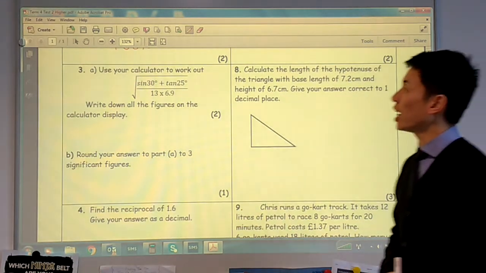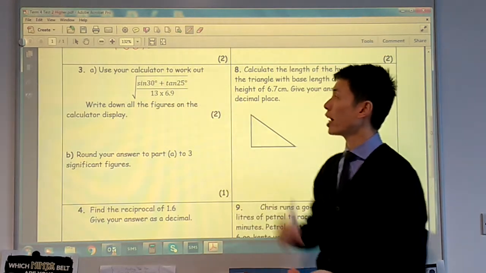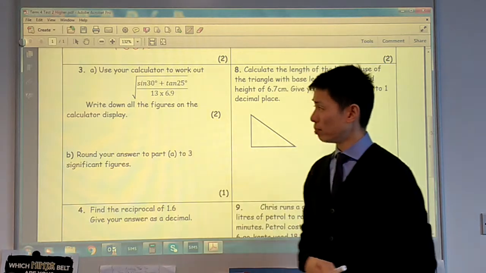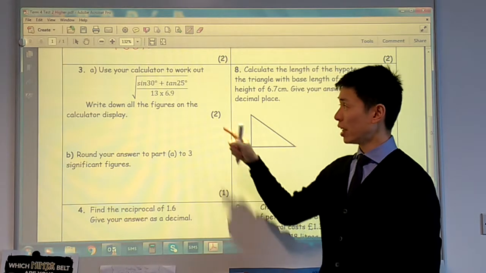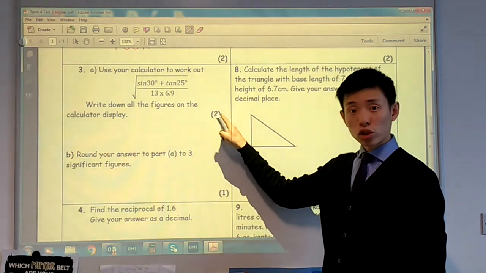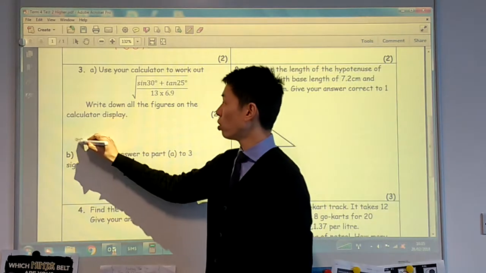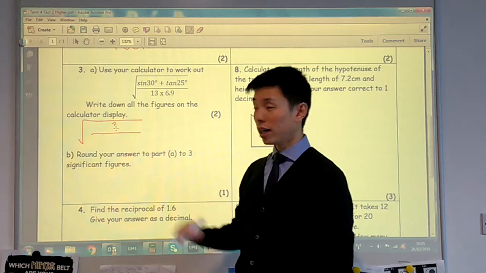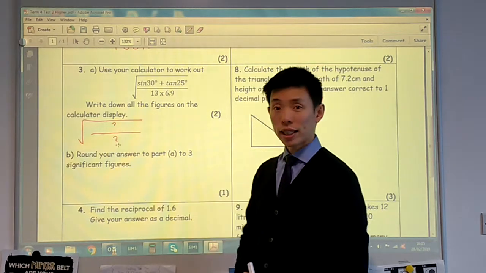Question 3. Use your calculator to work out that. Now it's very easy by just putting all the numbers in the calculator and getting an answer. But because it's for 2 marks, you need to show the examiner what you have on the numerator and what you have for the denominator.